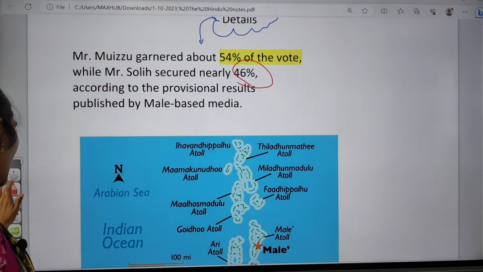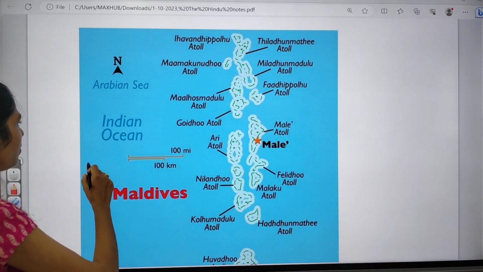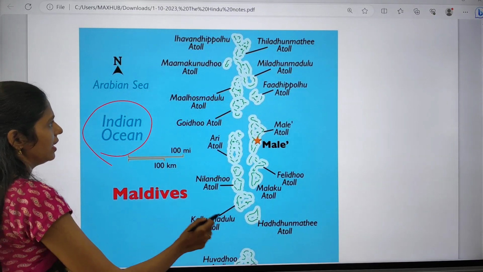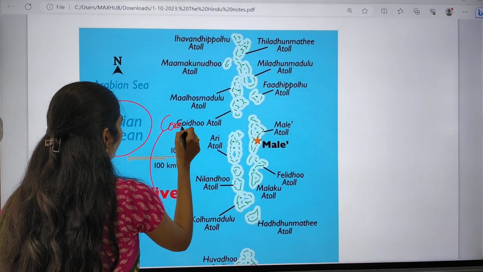So now let us have a look at the map. This is the map of the Maldives. Here we have the Indian Ocean, and these are the atolls. So the Maldives is of coral origin.